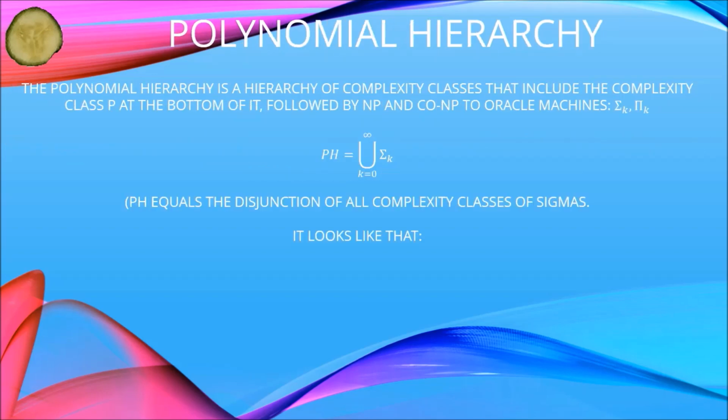Polynomial hierarchy. The polynomial hierarchy is a hierarchy of complexity classes that includes the complexity class P at the bottom of it, followed by NP and coNP to oracle machines. PH equals the union over k equals 0 all the way to infinity of sigma k. We will soon see how it looks.